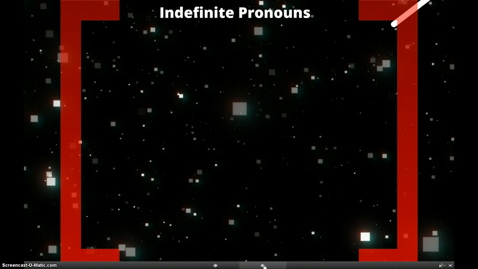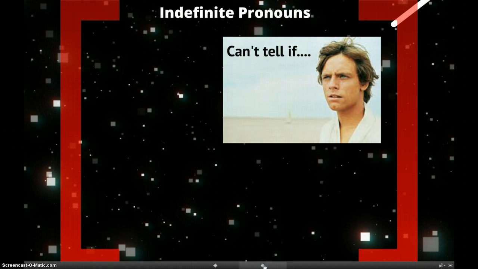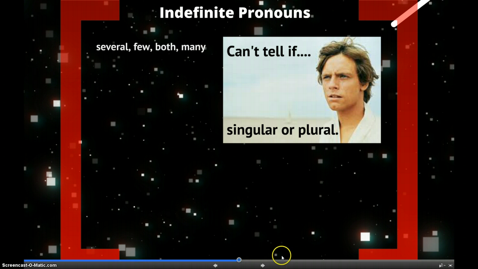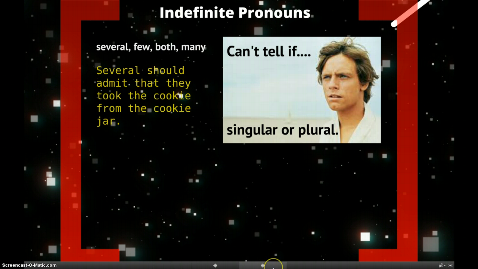Next, indefinite pronouns. And we worked with these a little bit when we talked about subject-verb agreement. These can be a little tricky, since you can't always tell if they're singular or plural. There are a few that are pretty easy. Several, few, both, or many are obviously plural because the words refer to a number of things.